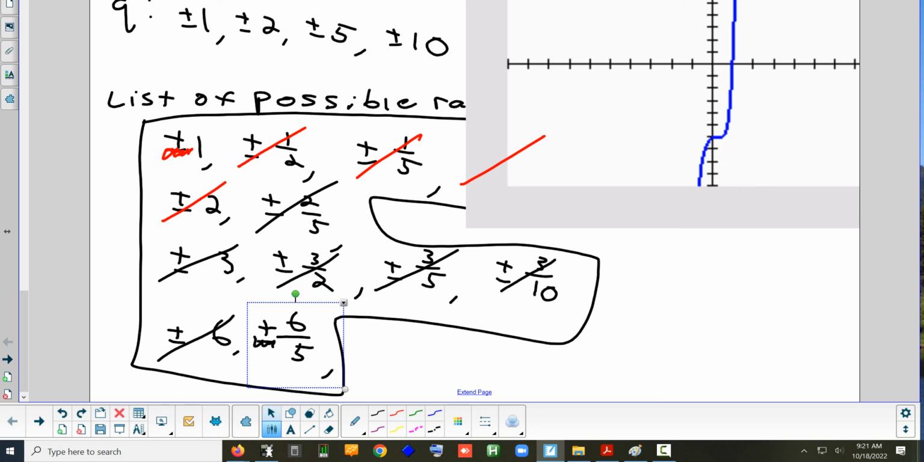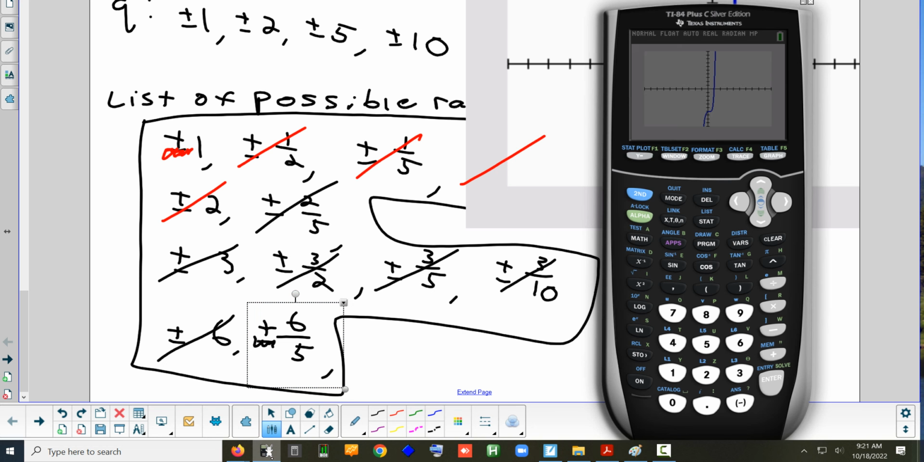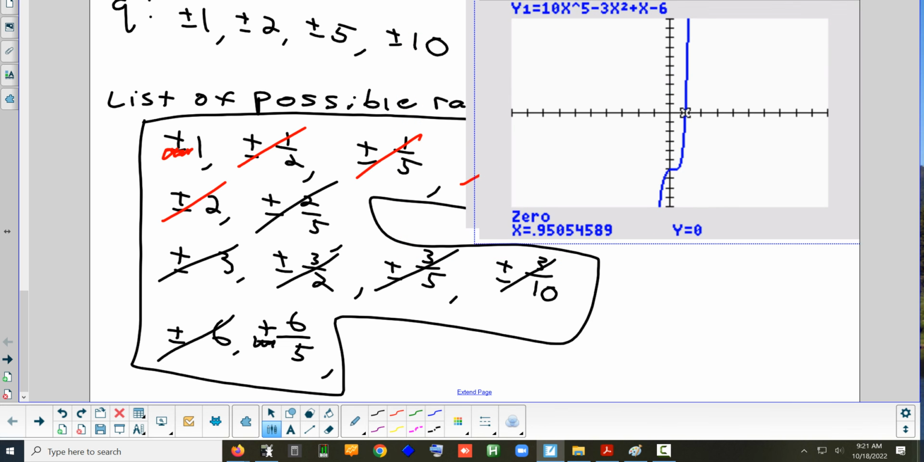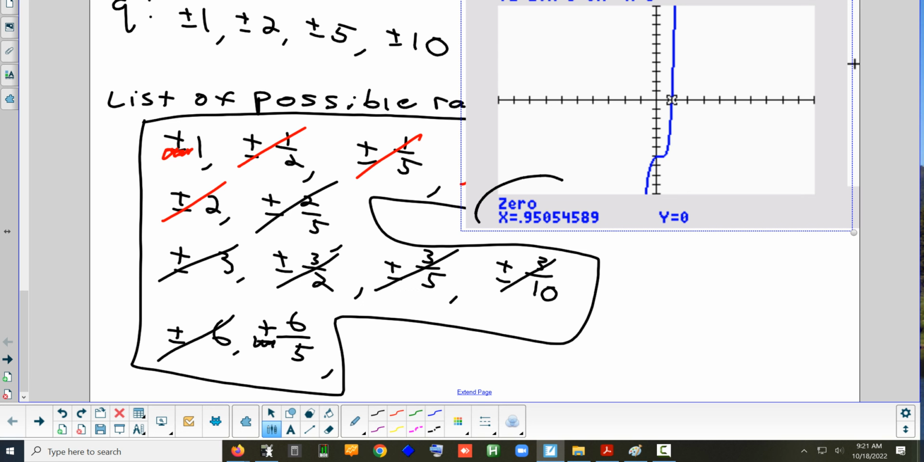So let's calculate what the root actually is. Second, calc, zero. Pick a point left. Pick a point right. Do a guess. That's what we just got for a zero. Which number is that in the list? Is this the number 1? Well, close to it, right? No, I mean exact. No.